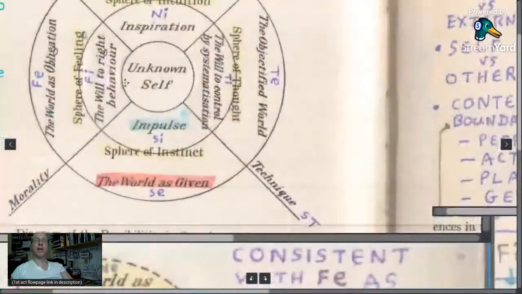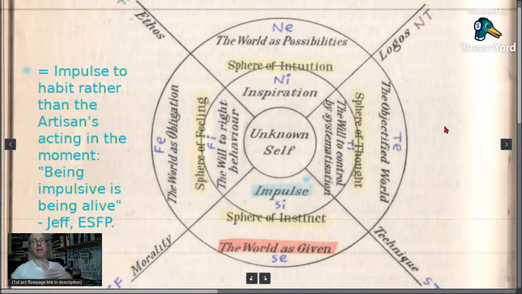Right, and then if you quickly want to pause that, again, Vanderhoop, sphere of interest, and you've got their inspiration. It's a quick tag for NE. World as possibilities. I mean, come on. Has the definition of NE changed much? It's pretty much how Socionics defines it. World as possibilities. Right. Water control by systematization.